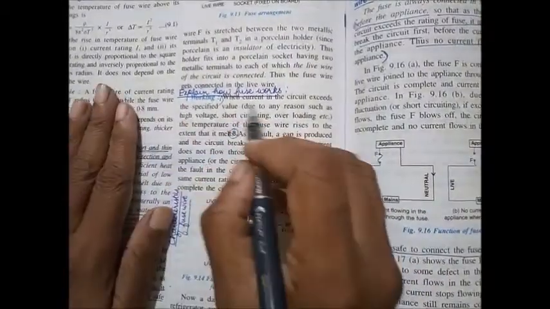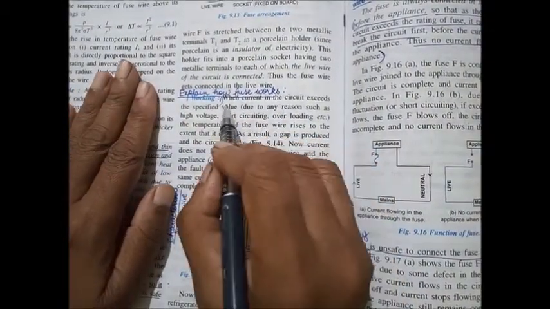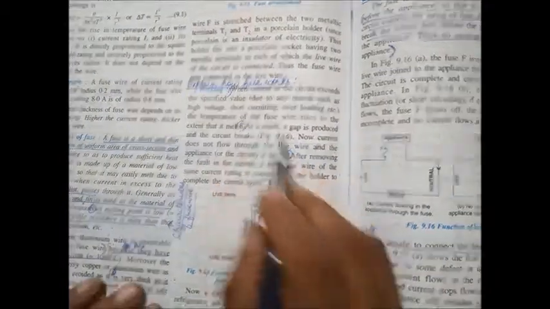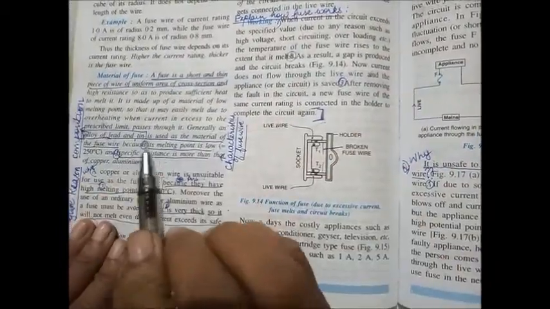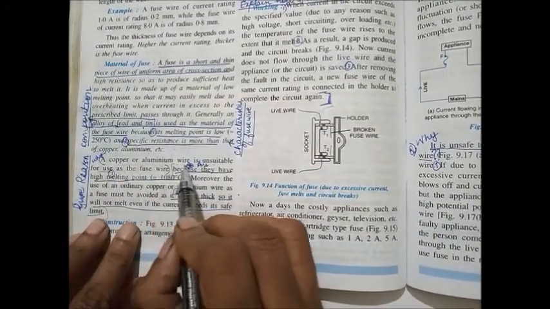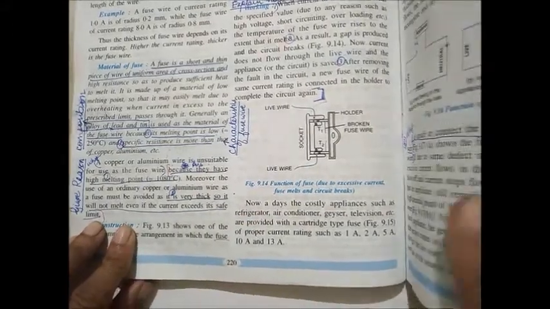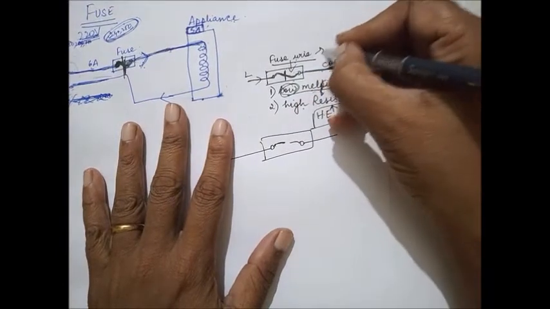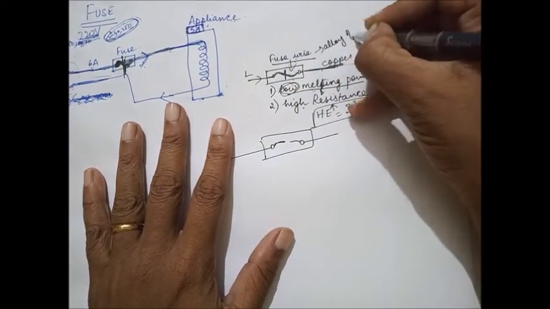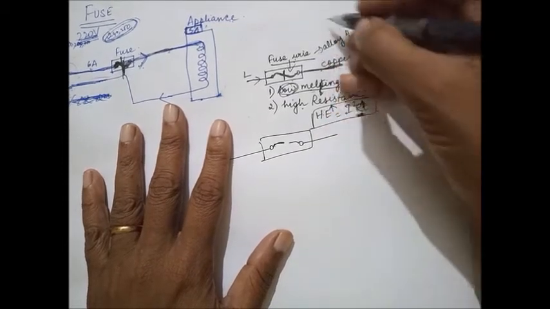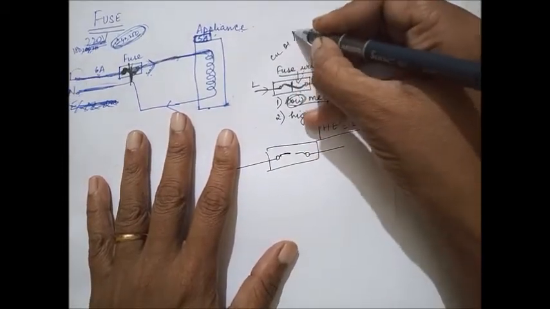Okay, now explain how fuse works. I already explained it to you, just mark the points. There is lots of information here. Now give reason why a copper or aluminum wire is unsuitable for use as fuse wire. Why should I use a special wire? I said it's an alloy of tin and lead. Is it compulsory to use this? Can't I use a copper wire or an aluminum wire itself?